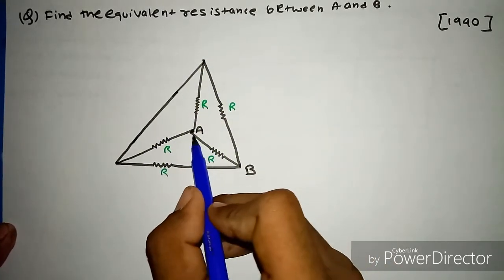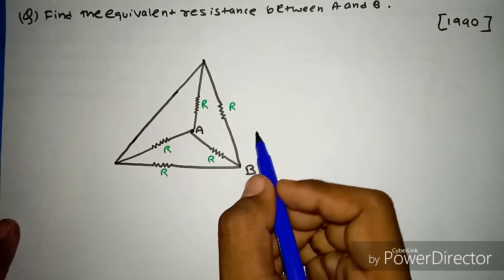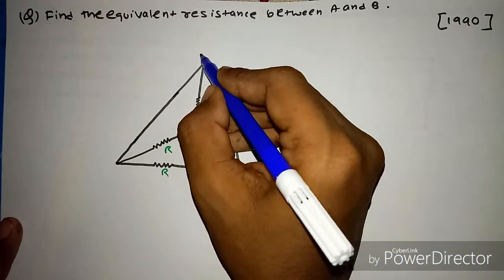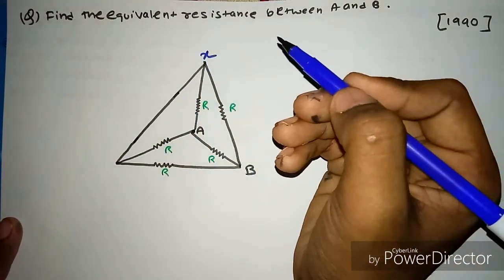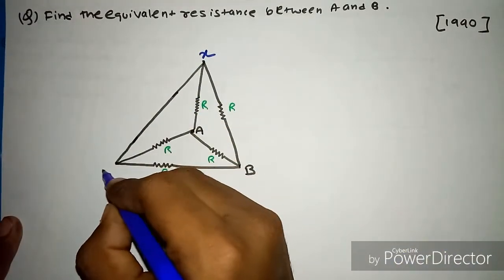Find the equivalent resistance between point A and B. So how do we do this problem? Okay, so we will assume something. Let us assume that the potential at this point is X. So at this point it will also be X.